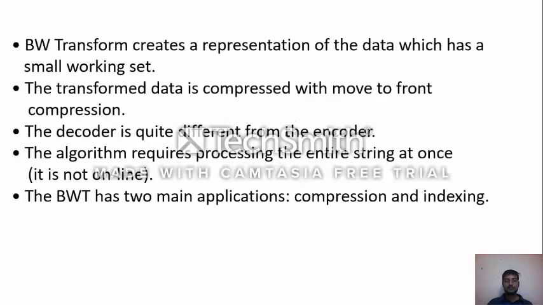But before that, a few quick points to remember about the Burrows-Wheeler algorithm. The Burrows-Wheeler transform creates a representation of the data which has a smaller working set. The transformed data is compressed with move to front compression. The decoder is quite different from the encoder. The algorithm requires processing the entire string at once. That means it is not online. The BWT has two main applications, compression and indexing.